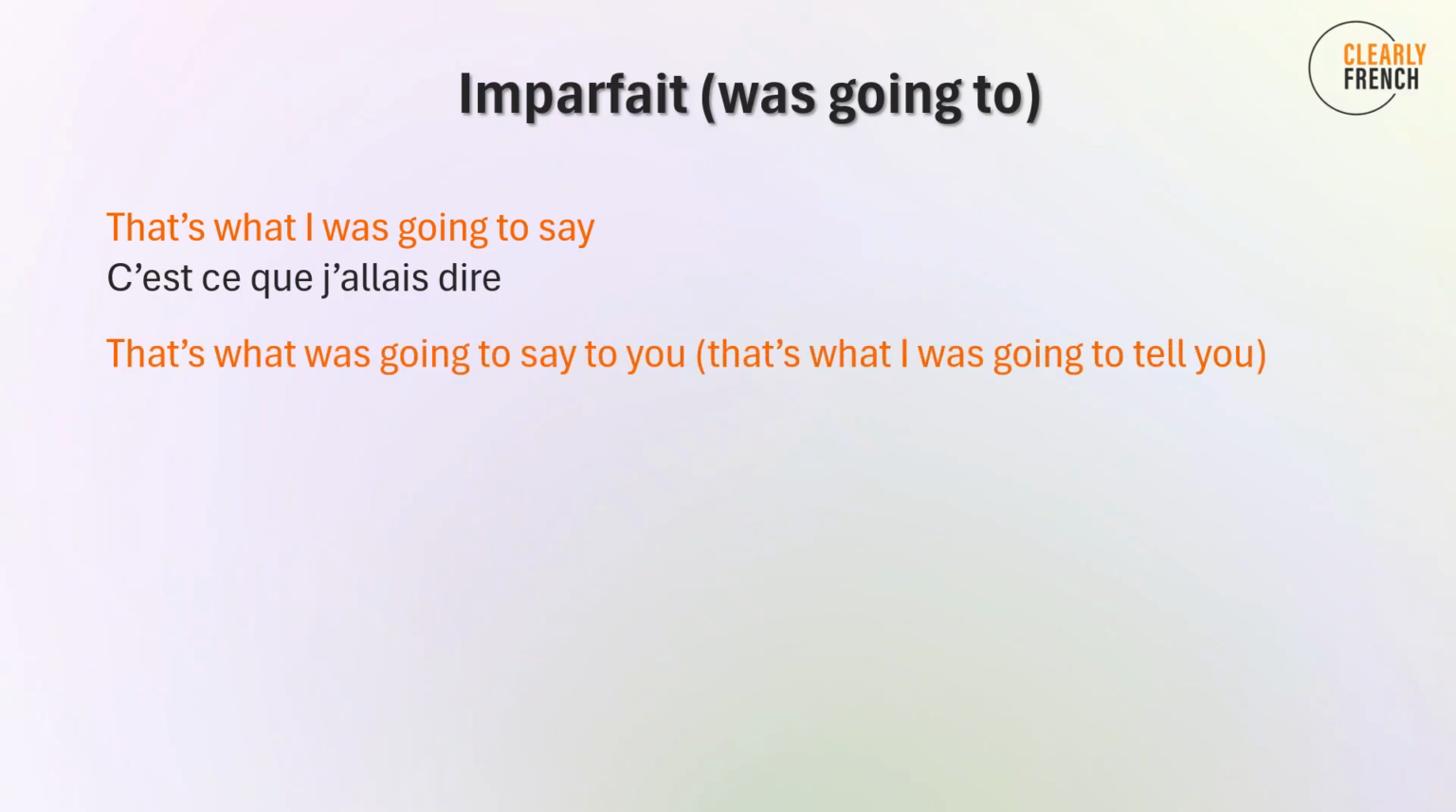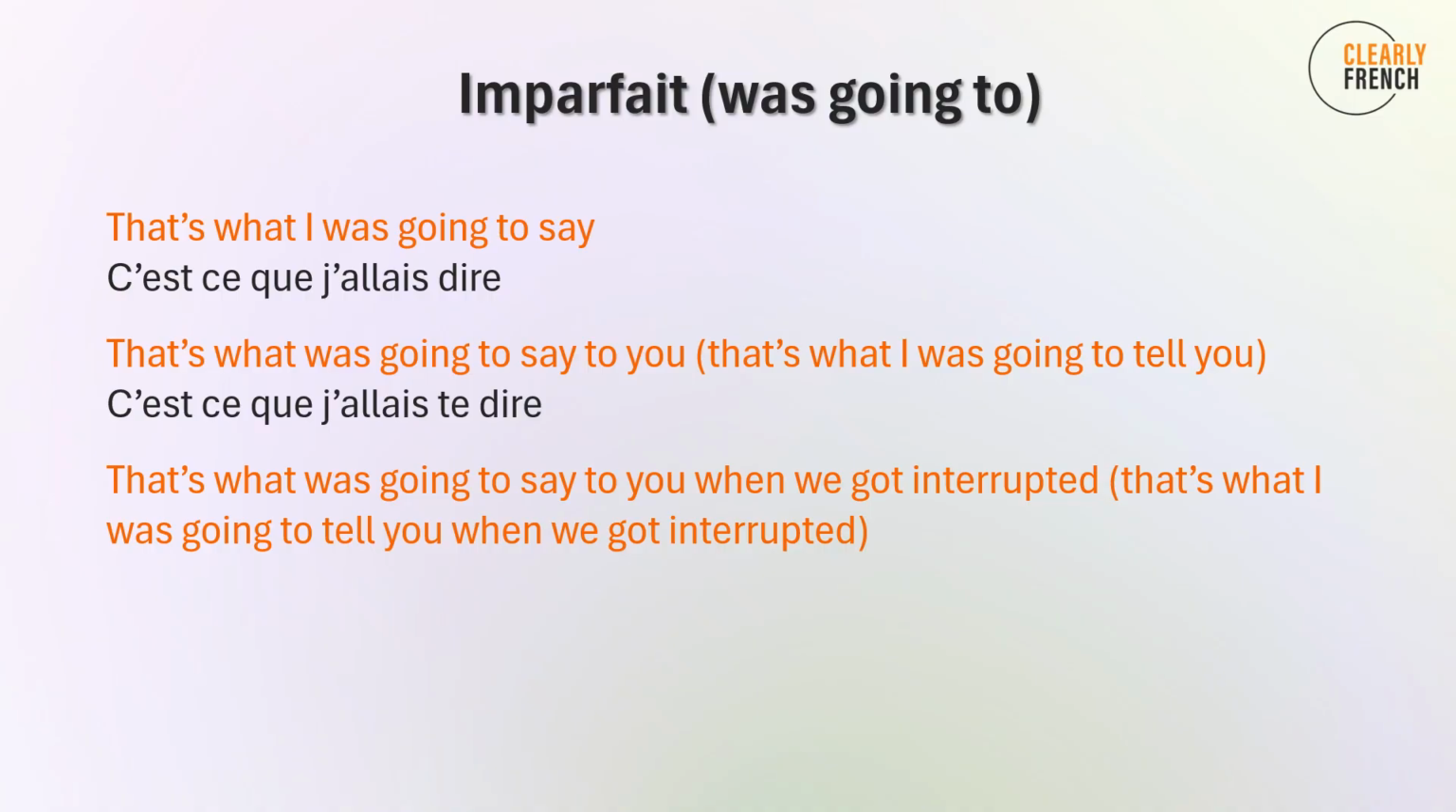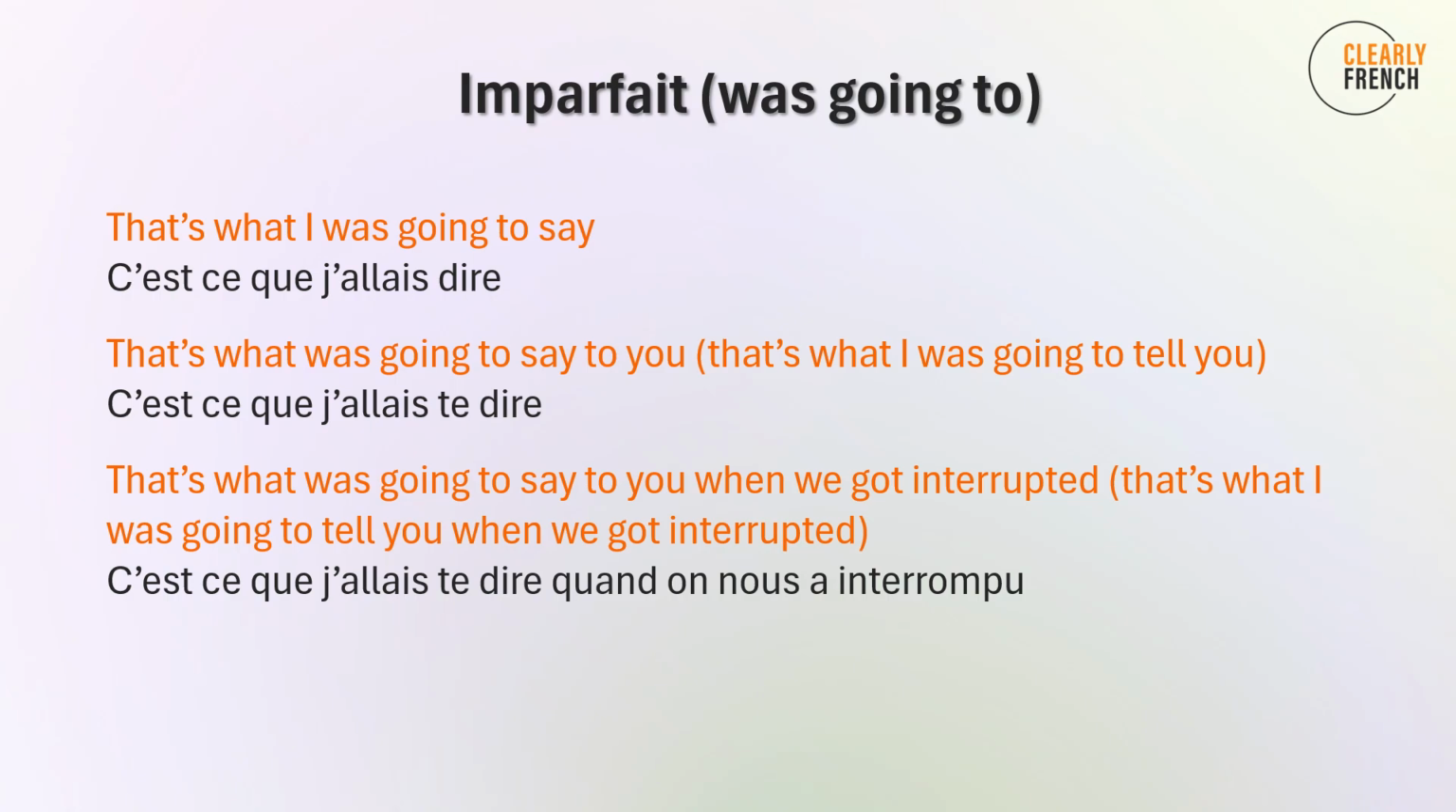That's what I was going to say to you. C'est ce que j'allais te dire. That's what I was going to say to you when we got interrupted. C'est ce que j'allais te dire quand on nous a interrompus. Notice we say in English we got interrupted. It's more impersonal. In French we tend to say one interrupted us, someone interrupted us.